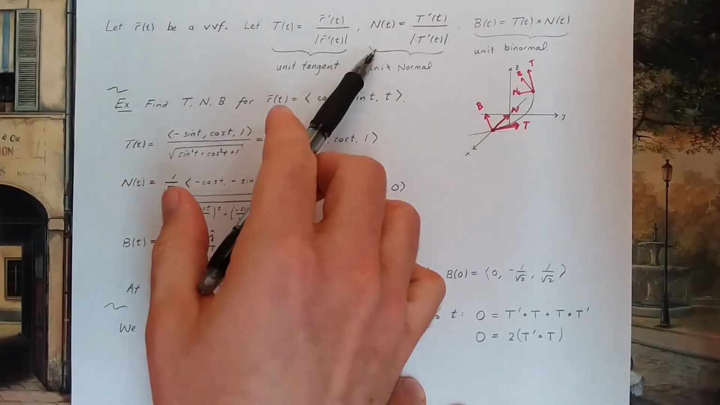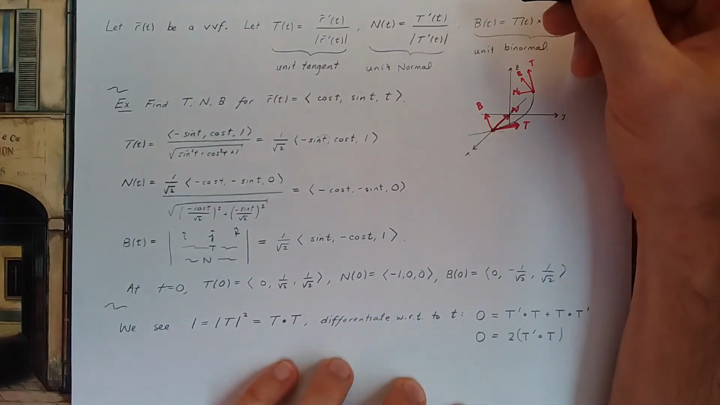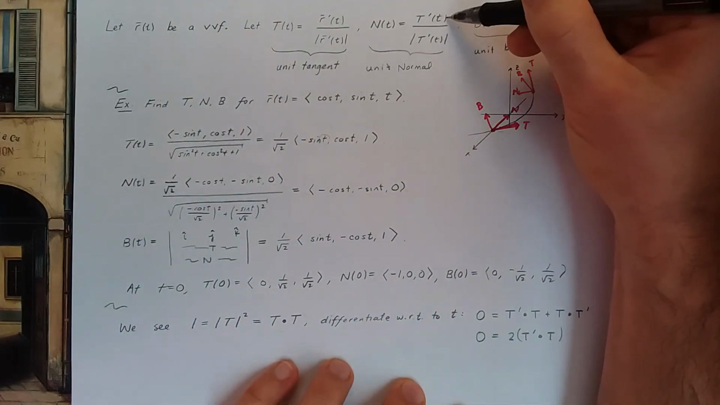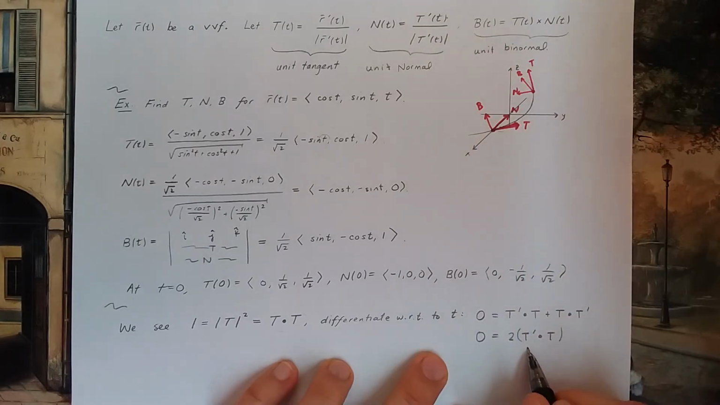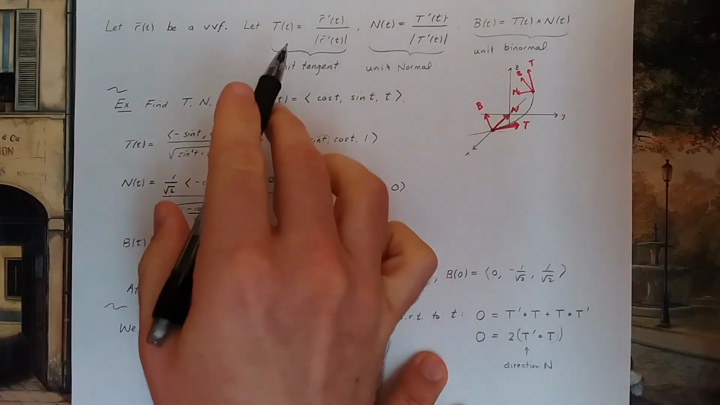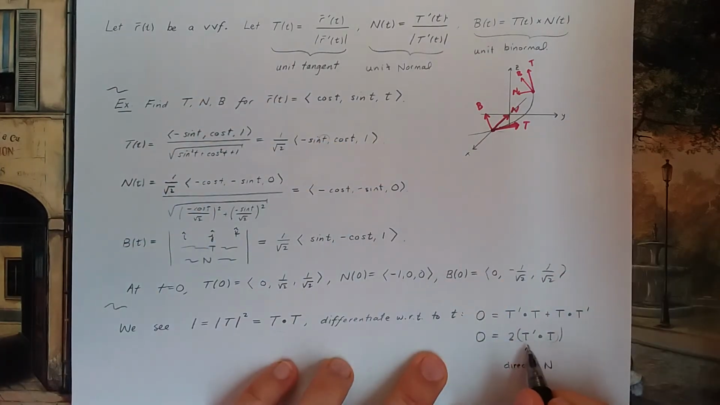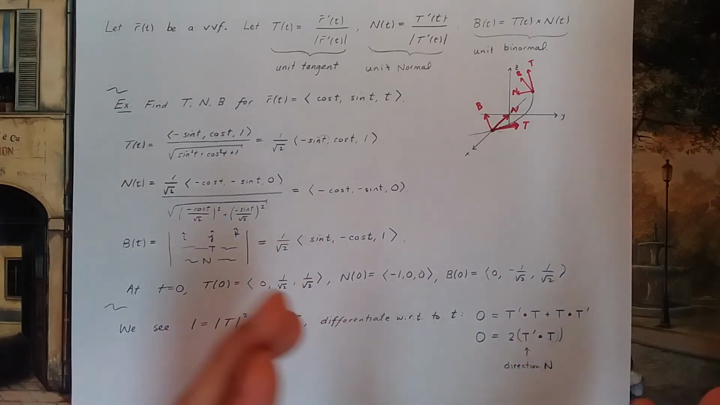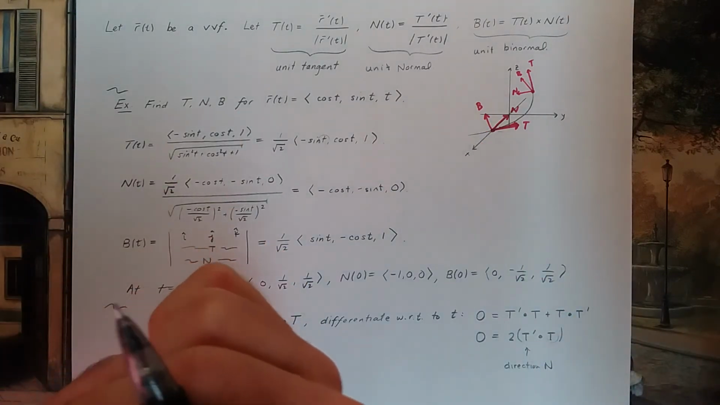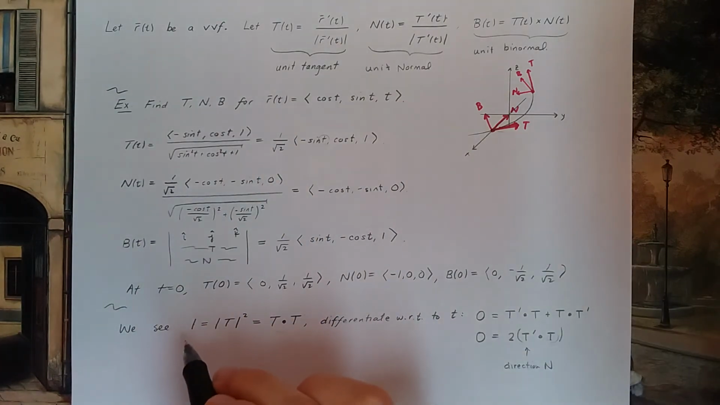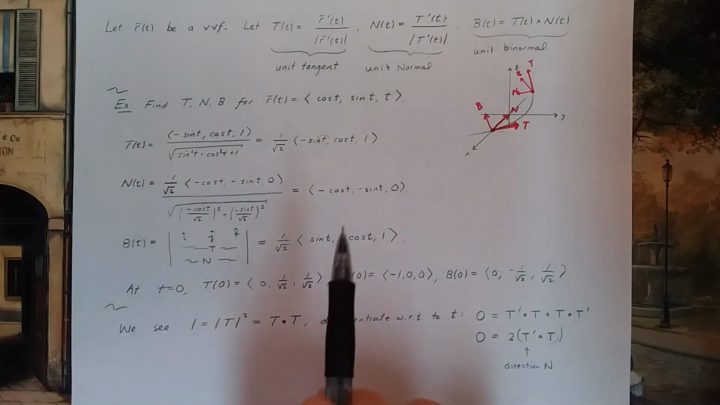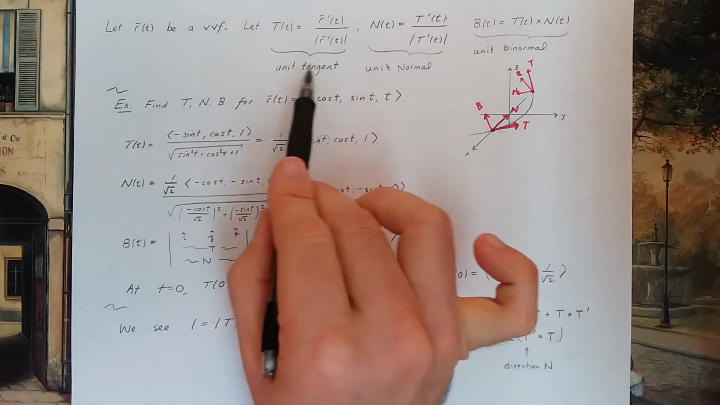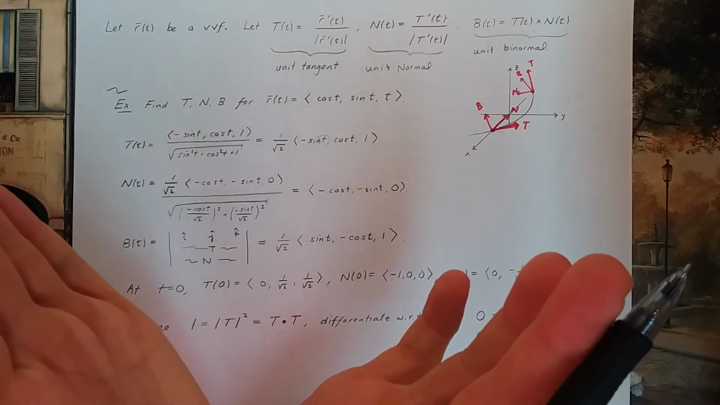The unit normal vector is in the direction of t prime. So this is in the direction of n. And of course, t is in the direction of the unit tangent vector. The dot product is 0. That's exactly what it means to be at 90-degree angles. So that's the algebraic reason why the unit normal and the unit tangent are at 90-degree angles.